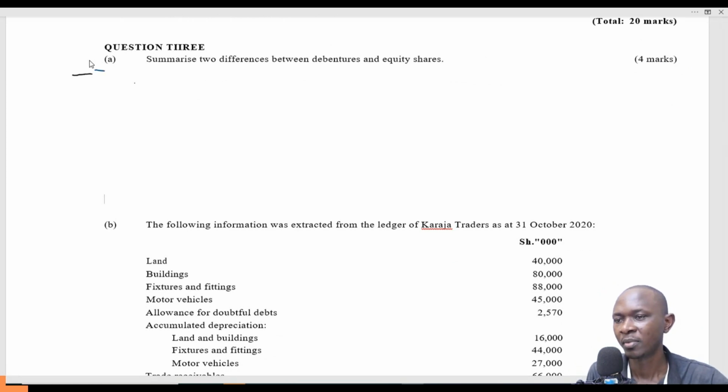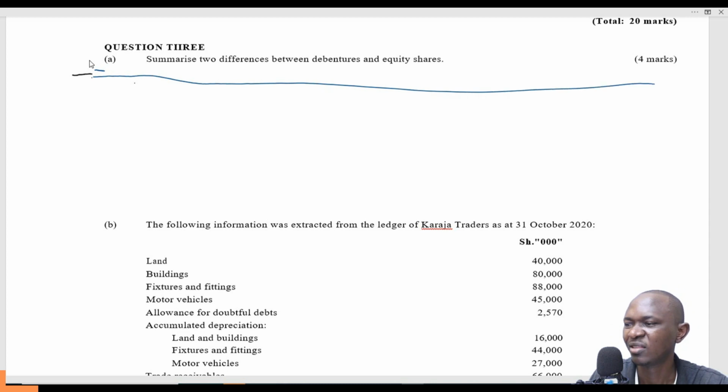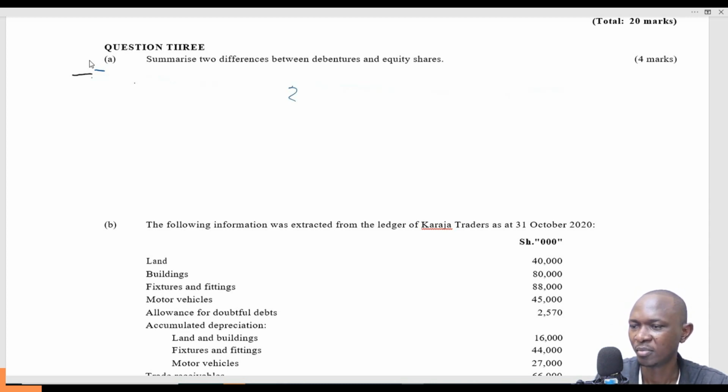So welcome. Summarize two differences between debentures and equity shares. This is question 3, ATD, May 2021. Now there are so many differences. We might not even talk about two, but let me just list what I can list.